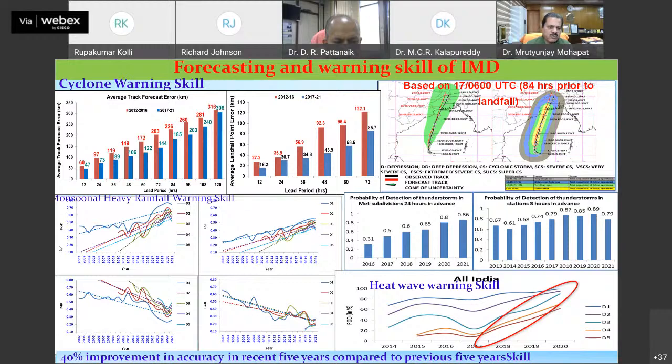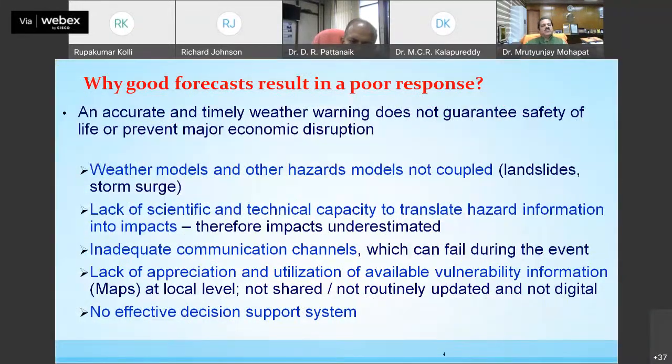You can also see monsoonal heavy rainfall. We stand now at about 75% accuracy 24 hours ahead, and 60% accuracy 5 days ahead in predicting the occurrence of heavy rainfall. Similarly, for thunderstorms, we can predict them with about 85% POD 1 day ahead, and also 3 hours ahead on the nowcasting scale. So when we have such good forecast accuracy, what we still find is that the loss of property continues. So now the question is, why does a good forecast result in poor response?